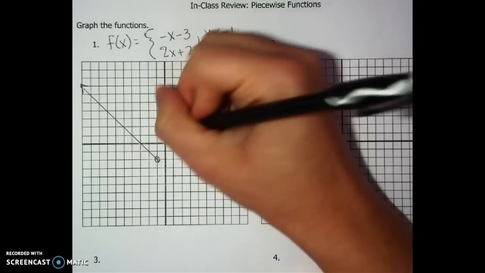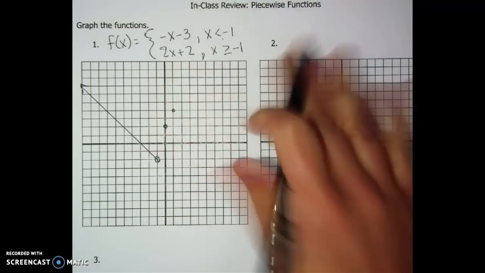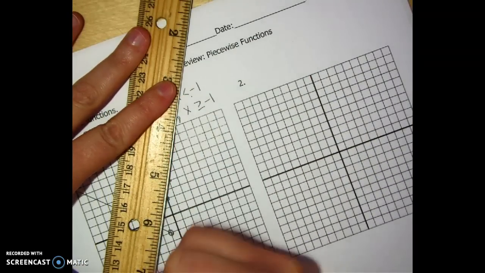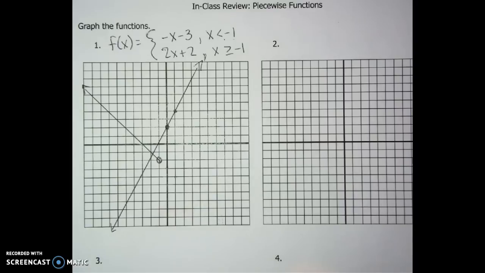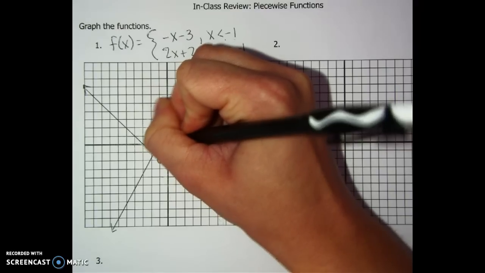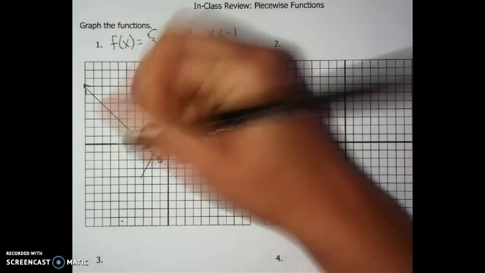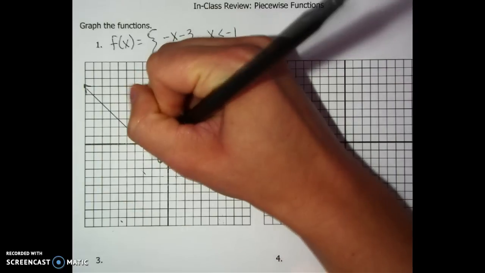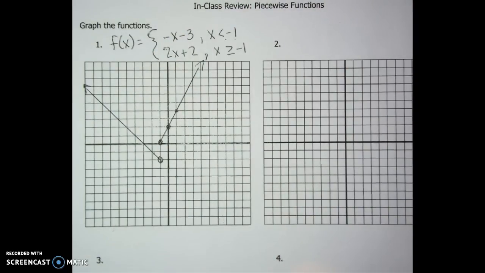Okay, other line, start at 2, 1, 2. Slope tells me to go up 2 over 1. Don't forget your arrows. And then close the circle at negative 1, which is about there, and get rid of everything to the left of that on that line. Okay, and hopefully you got something like that for number 1.